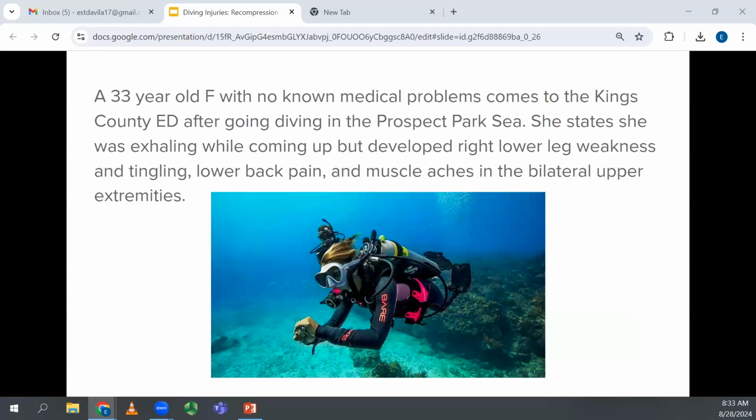Okay. So here's a case, a 33-year-old female with no known medical problems comes to the Kings County ED after going diving in the Prospect Park Sea. She was exhaling like she was told to. She's a pretty experienced diver, but while coming up, she developed right lower leg weakness, tingling, lower back pain, and muscle aches in her upper extremities.